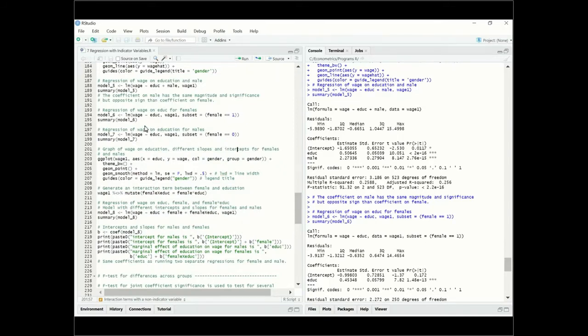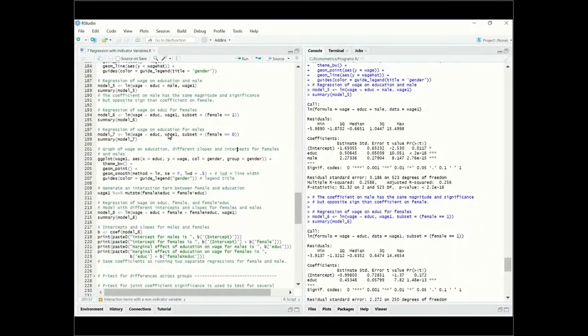Okay, so now we can do a regression of wage on education for females and a regression of wage on education for males. The way to do this in R is to subset the data where female is equal to 1. Notice that we're using a double equal sign here. And then subset the data where female is equal to 0, again using a double equal sign. We can estimate the same model of wage on education, but now this one is for females and this one is for males.